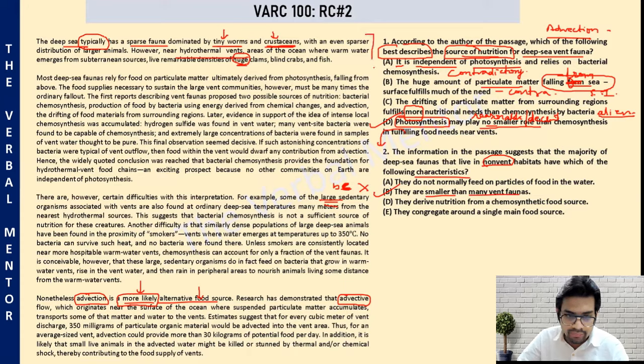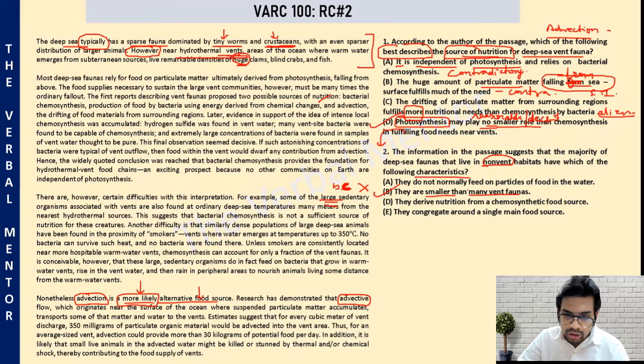It comes from the first paragraph. A contrast is being drawn between vent communities and the non-vent communities, between the commonly found animals and animals found near the vent areas. Okay. Basis their size. Let's eliminate also.